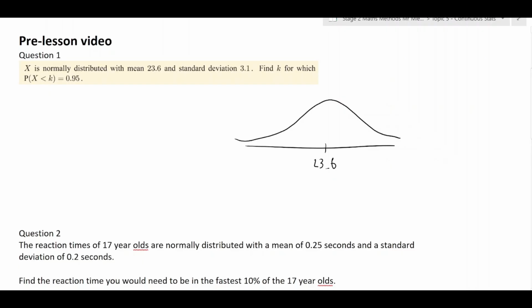So the next one would be 26.7, and the one before it should be 20.5. And you could keep going out like that, drawing out your standard deviations. We want to find a k-value, so let's put it out here or something. And then I want the probability that we're less than k to be 0.95. So that whole yellow area, 0.95 should be the area there. So that's the question we're asking with this.